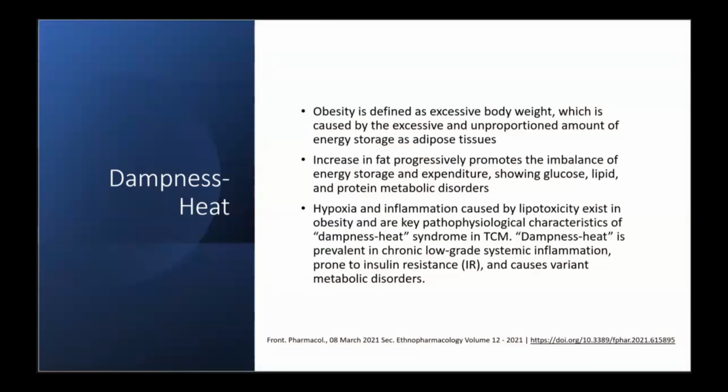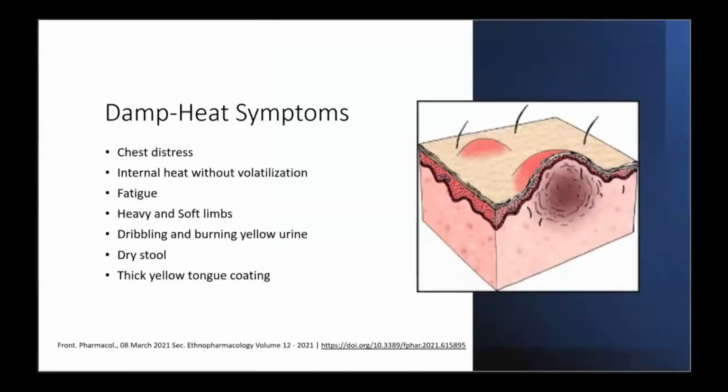And then you get into this thing where you have hypoxia, like I said before, with the fatty tissue not getting enough oxygen. And then you get inflammation with that lipotoxicity. These are key pathological characteristics of dampness heat syndrome in Chinese medicine. Dampness heat is prevalent in chronic low-grade systemic inflammation prone to insulin resistance, which is what? Just glucose and insulin not communicating, right? So then you're storing that glucose as fat rather than burning it for energy, which causes various metabolic disorders.